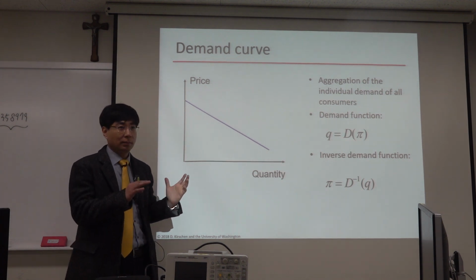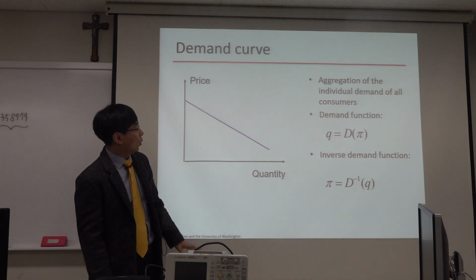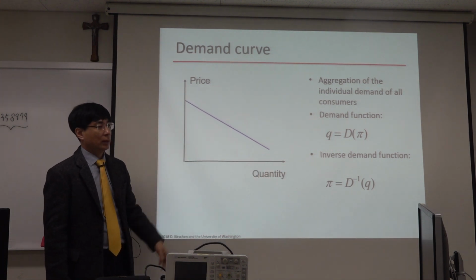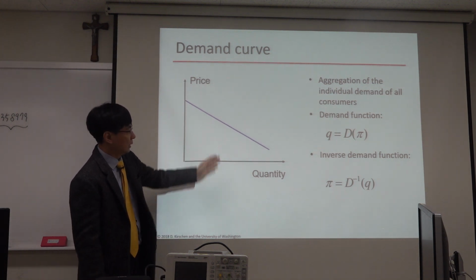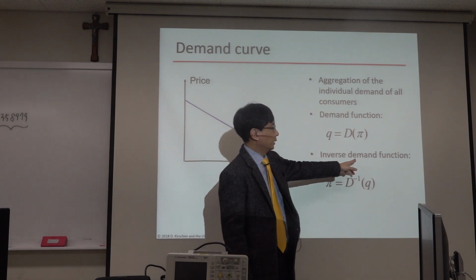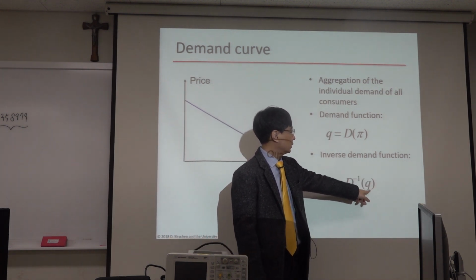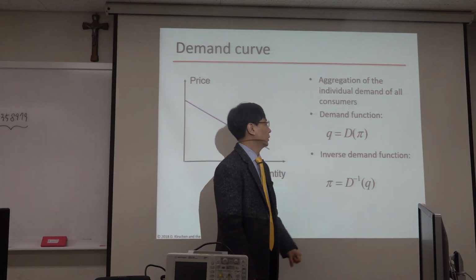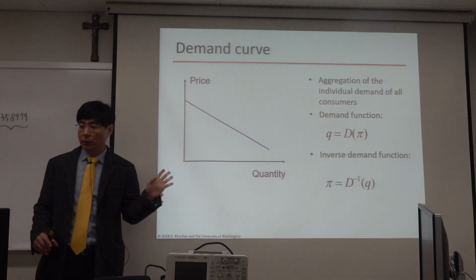Rotate your head by 90 degrees. Okay, then that is the demand curve. Or you can think this is an x variable and this is a y variable. Then at some given quantity, what is the price? Then that is called the inverse demand function. Okay, so pi is a function of the quantity, and the relationship is determined by this inverse demand function. Okay, so far so good.